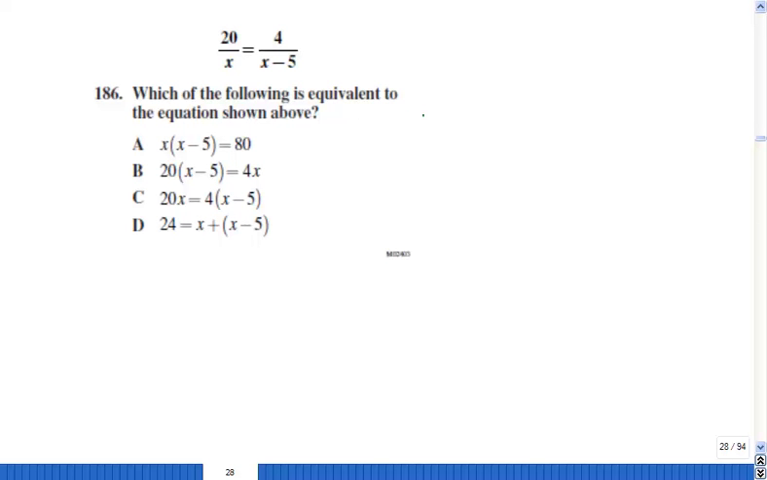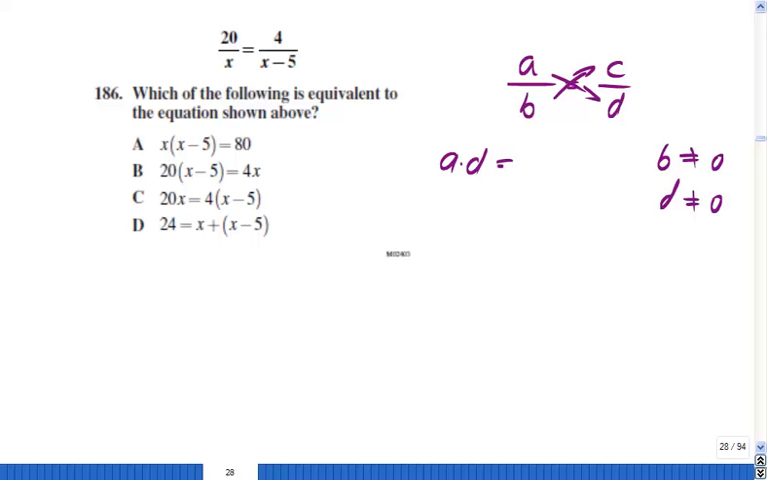186. Which of the following is equivalent to the equation shown above? And you have A, B, C, and D. What can we do? Well, do you guys remember proportions? When you have a proportion A over B equals C over D, first of all, you have to mention that B should be different than 0, D should be different than 0. We know that. The cross product should be equal. So basically, first diagonal's product, A times D, should be equal to the other one, B times C.